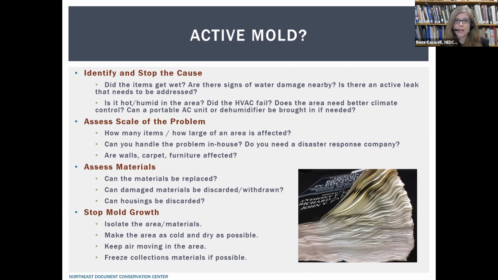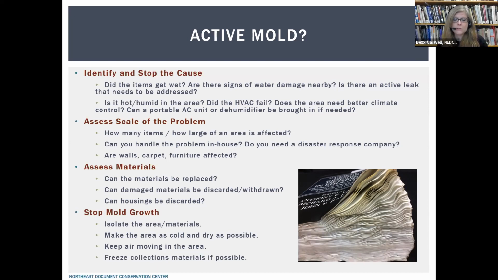Then I want to look at the scale of the problem. How many things here are affected? Is it just one or two? Is it a whole bay? Is it a whole aisle? Is this a problem that I can handle myself, or do I need to think about calling in a vendor to help me? Are the walls, carpet, furniture, other things like that affected?